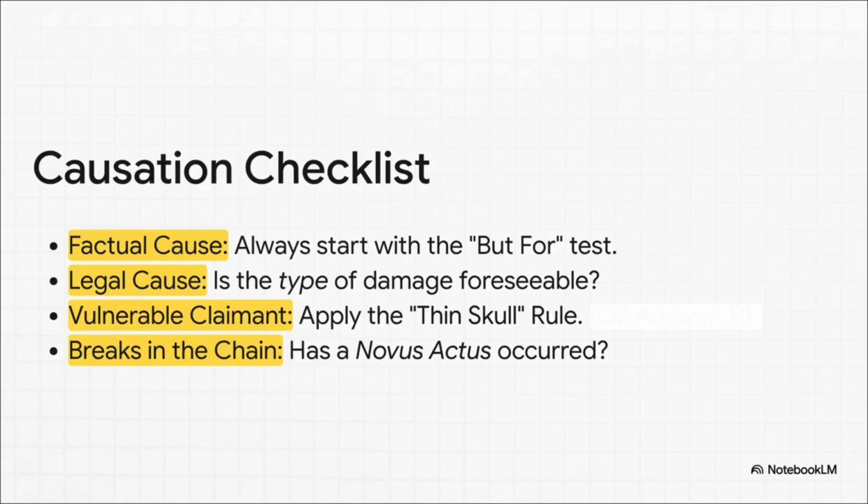So here's your final revision checklist. Just remember the sequence for any problem question. Start with but for. Then check remoteness using the Wagon Mound. Always remember the thin skull rule. And finally, ask yourself if anything has happened to break the chain. Follow those steps and you'll be on the right track.